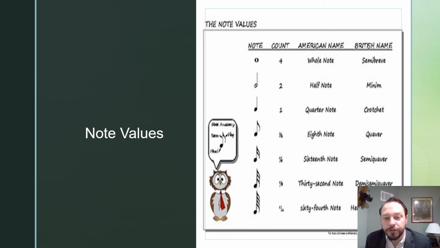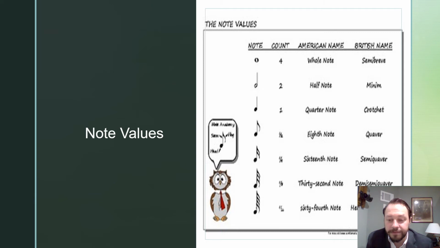Okay, so the first one that you see on top, it's just a big open circle. That is called a whole note. It gets 4 beats. Now they say counts here, but what they mean is beats. So the whole note gets 4 beats, and in England they call it the semi-breve. Okay. The empty circle with a stem, that's the next one. That gets 2 beats. It's called a half note, and the British call it the minim.